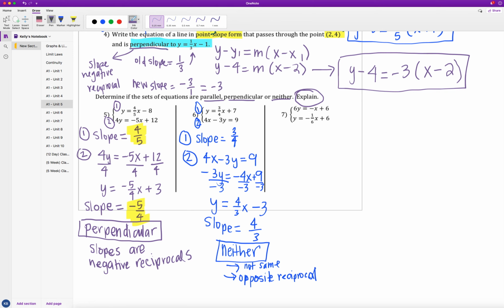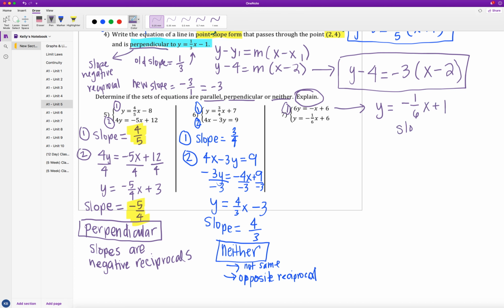Let's look at example 7. So in example 7, we have 6y equals negative x plus 6, and y equals negative 1 over 6x plus 6. So in our first line here, I actually have to do the work in this problem. So in this first line, I'm going to divide through by 6 to get y by itself. So I'll get y equals negative 1 over 6x plus 1.